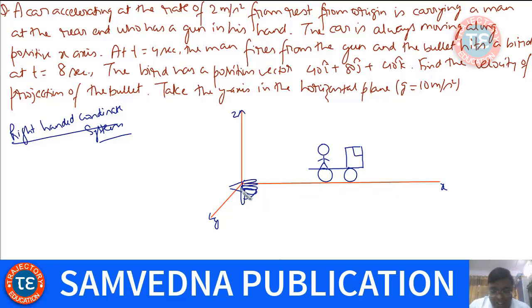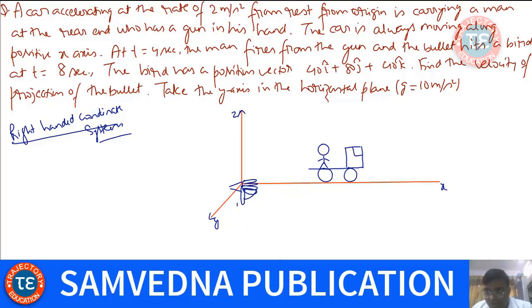This is not a right-handed coordinate system. A coordinate system is right-handed only when, if you put your fingers along the x-axis and curl them towards the y-axis, your thumb points in the z direction, the positive z direction. Then only can you call the system right-handed. Otherwise, the system will be left-handed. So the system which I have drawn is not right-handed.